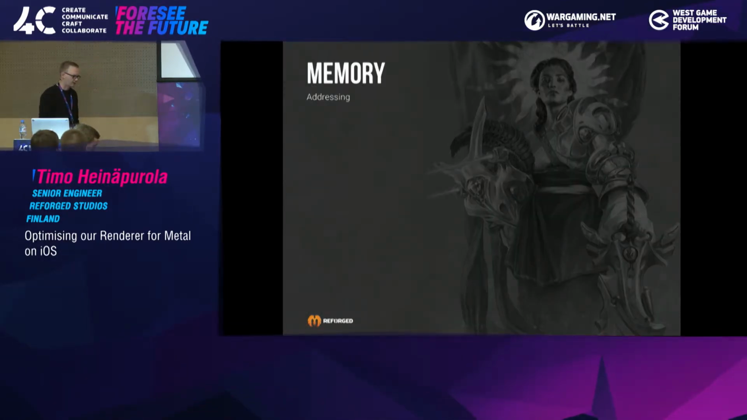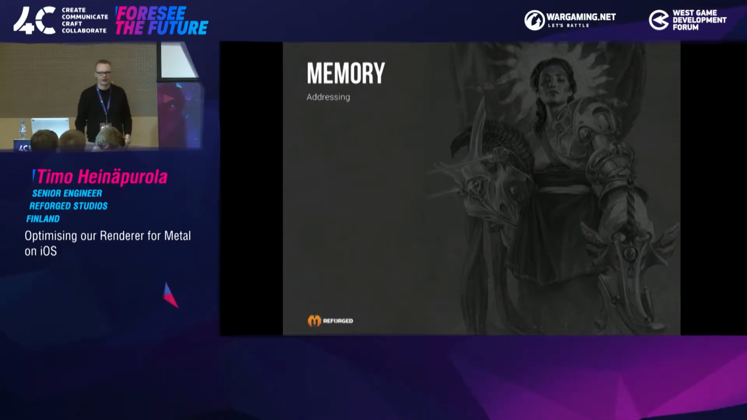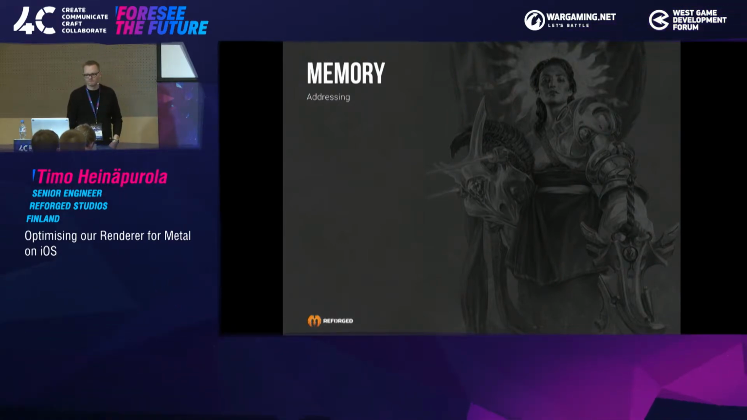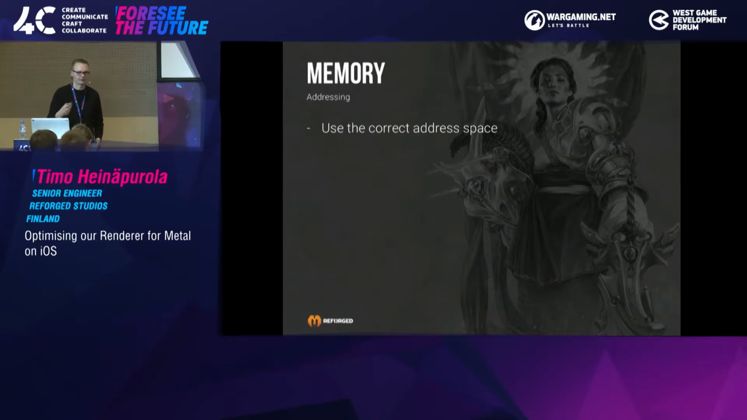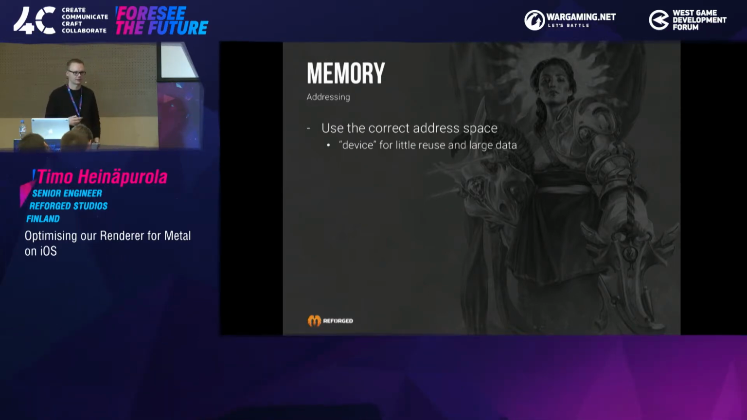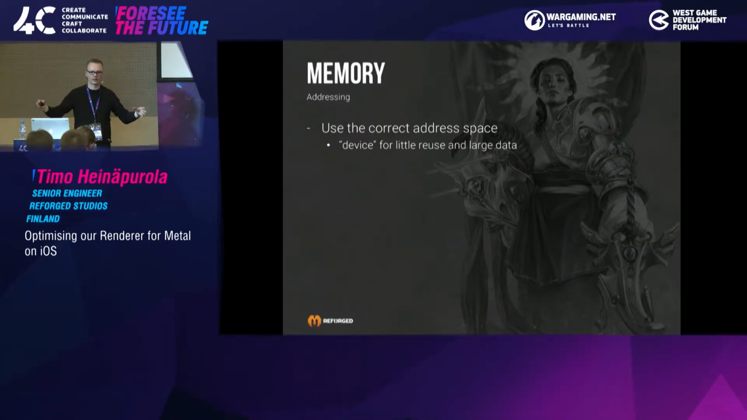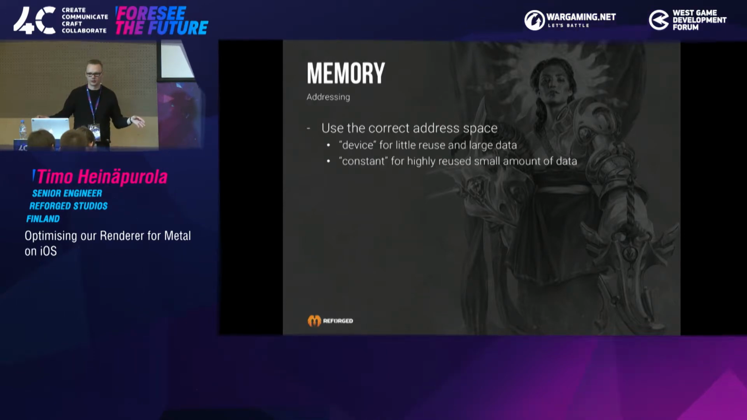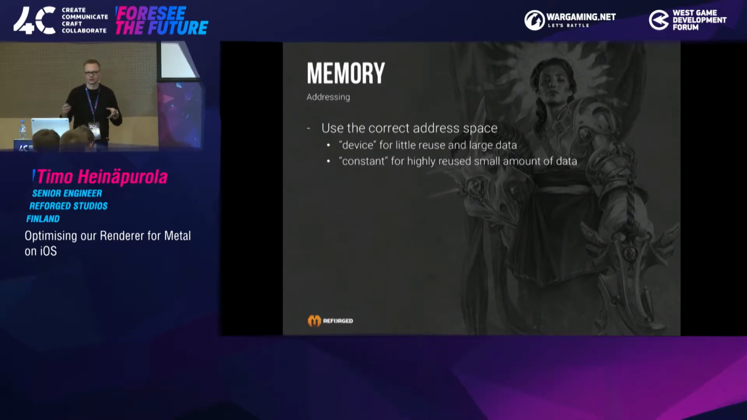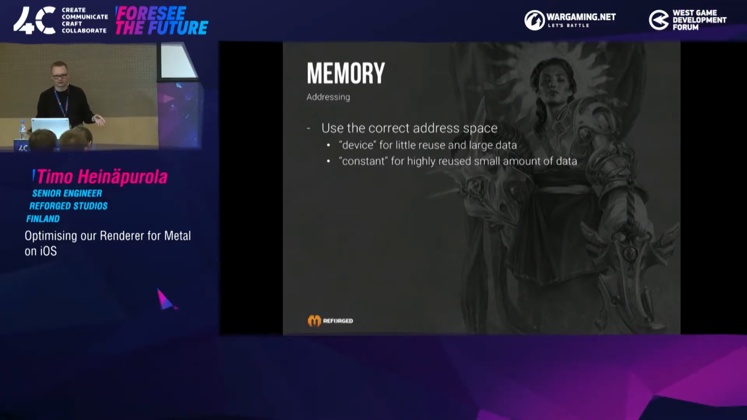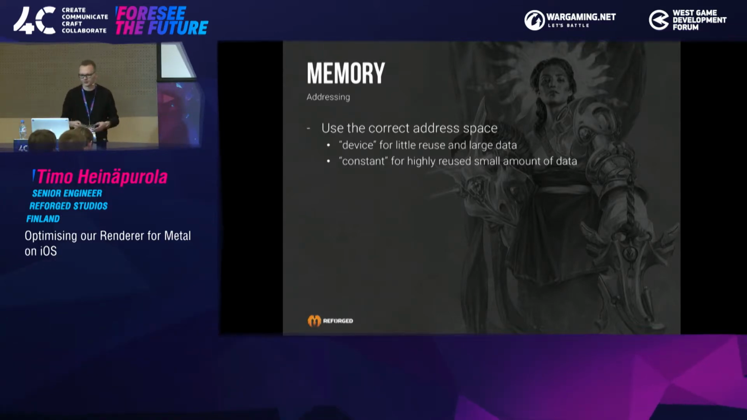You also need to pay a lot of attention to how you access your memory, how you address your memory, and what kind of data types you use for accessing memory. So the first thing you need to note is to use the correct address space. You should use the device address space for accessing device memory, where you have a very large amount of data but very little reuse of that data. But you should use the constant address space for data that you have relatively little of, but you are reusing a lot. So basically model constants like skinning matrices and light positions.